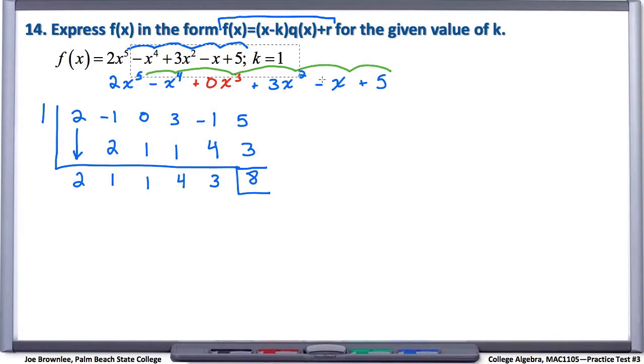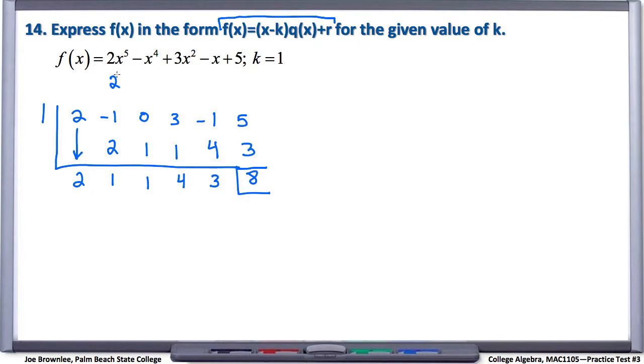So just like we're used to doing, we're going to go back up to our original function here, and we're going to look to see what the highest degree was initially. We can see the highest degree was 5, and whatever the highest degree is, you will always subtract 1, and whatever that is will end up being the power of the first x term here in your quotient. So 5 minus 1 is 4, so 4 will be the exponent of our first term. So x to the fourth.